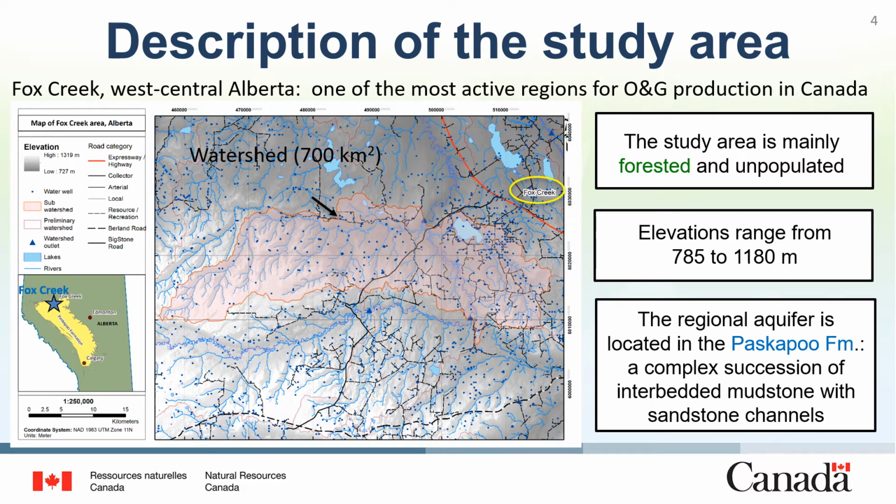Fox Creek was selected because it is one of the most active regions for oil and gas production in Canada, and it has experienced some of the largest induced seismic events in the country related to hydraulic fracturing.